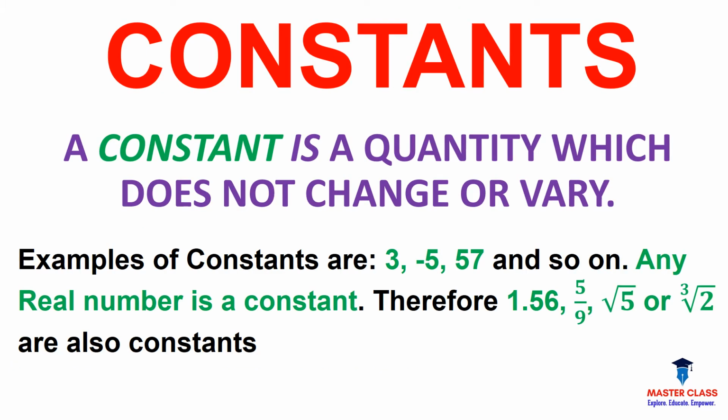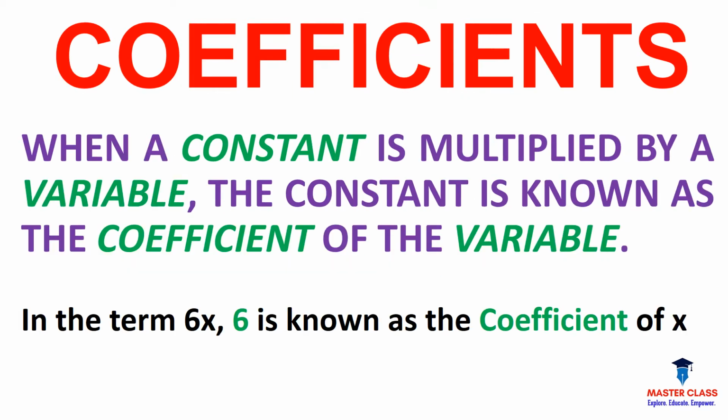A constant, on the other hand, is a quantity which does not change or vary. All numbers are therefore constants. Examples of constants are 3, -5, 57 and so on. Since any real number is a constant, numbers like 1.56, 5/9, square root of 5 or cube root of 2 are also constants. When a constant is multiplied by a variable, the constant is known as the coefficient of the variable. In the term 6x, 6 is known as the coefficient of x.